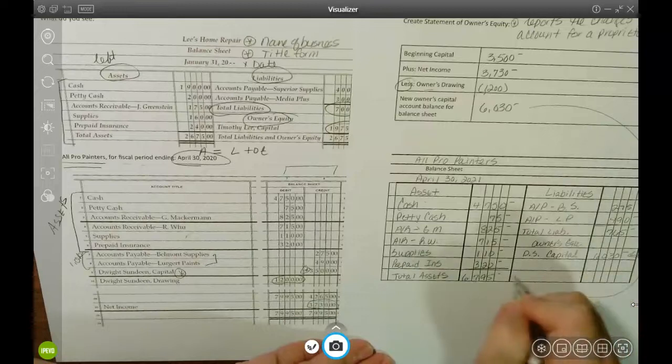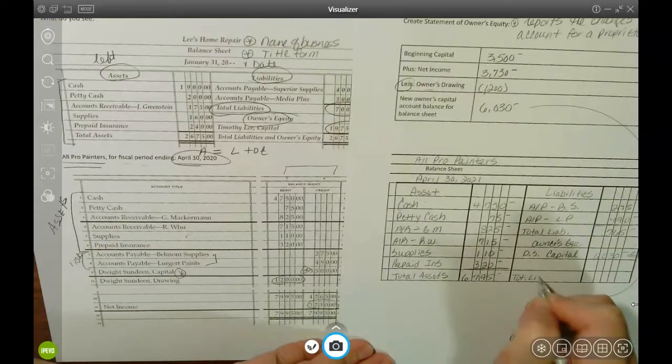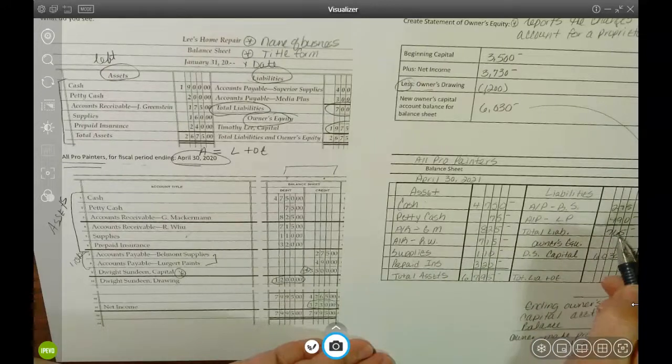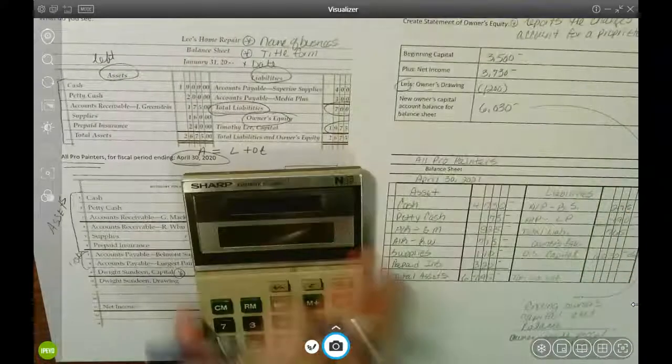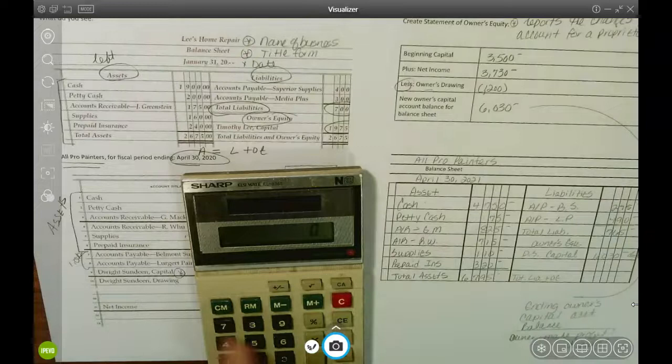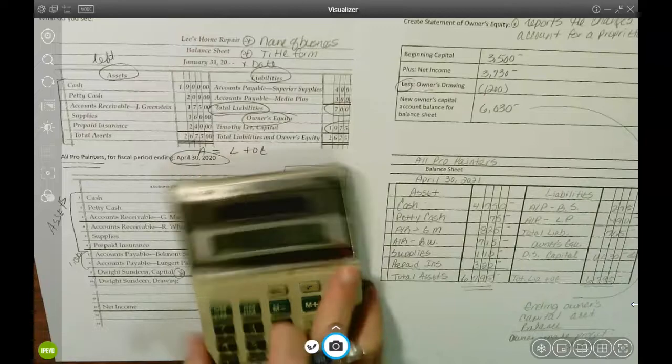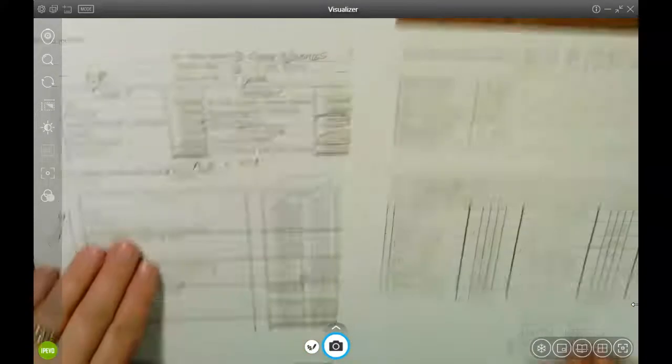Now we're going to do total liabilities plus owner's equity. You add the $765 plus the $6,030, and let's pray that it matches and balances to our assets. $6,795. We balance, so we double rule, and that's how you do it.